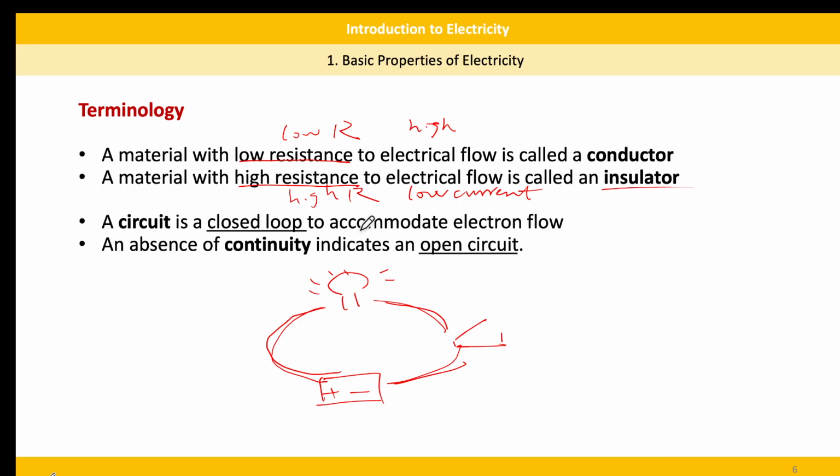And what is a closed circuit? A circuit is a closed loop to accommodate electrical flow. So when we close the switch, the current carries through the wires. This is a closed loop, a closed circuit. If we open the switch, there's an absence of continuity, which indicates an open circuit. That means zero current goes through the circuit.